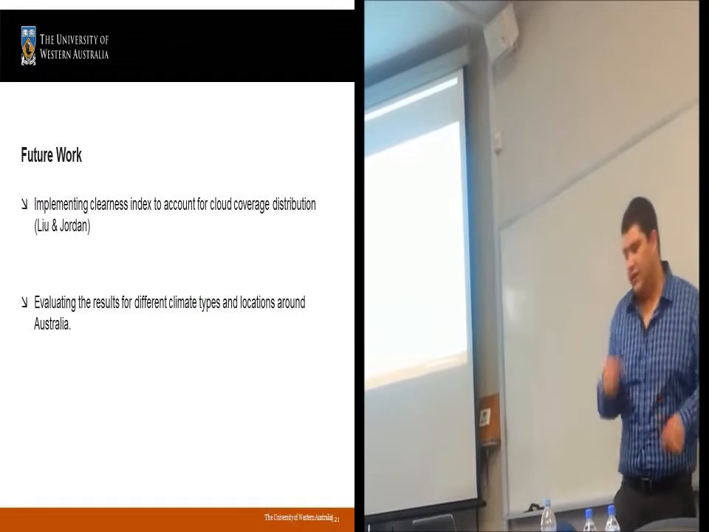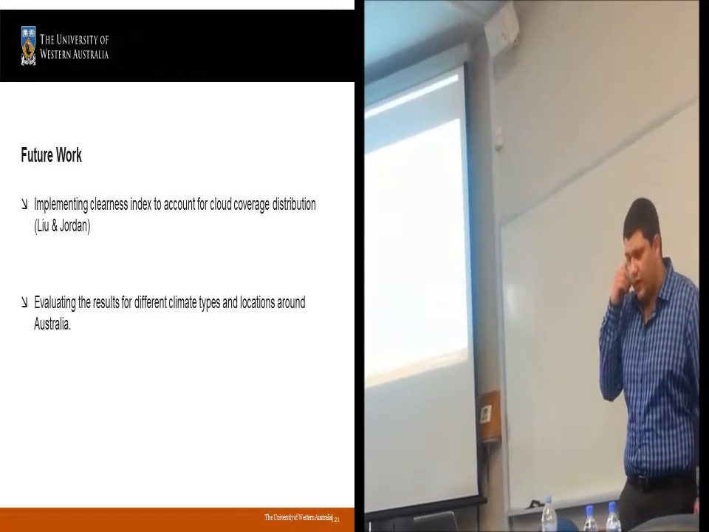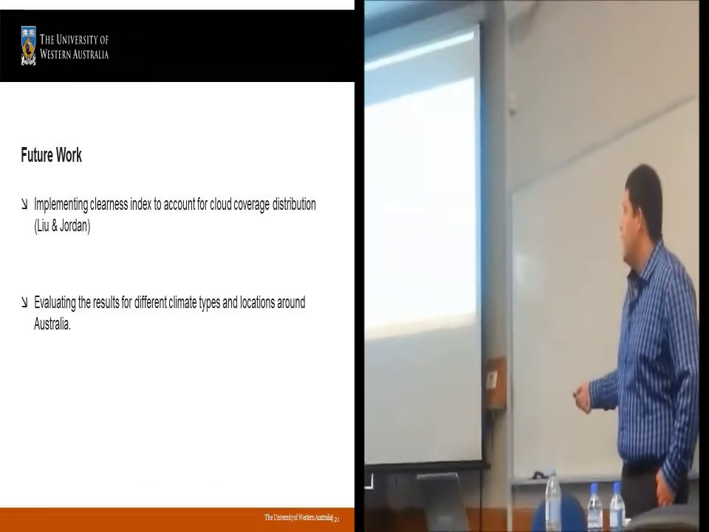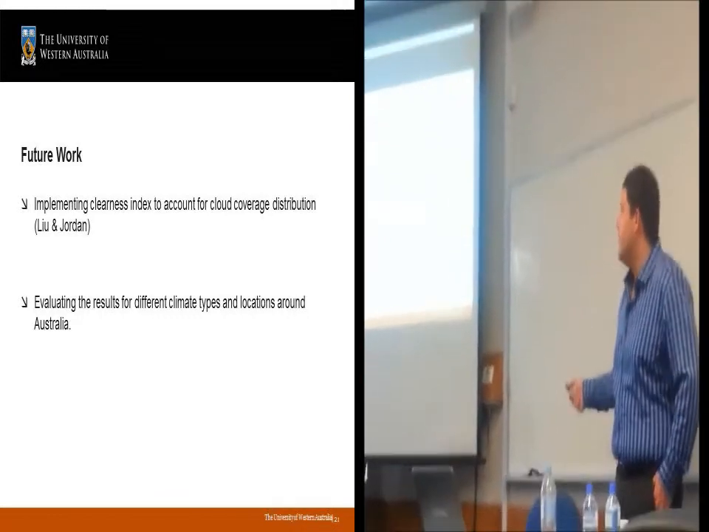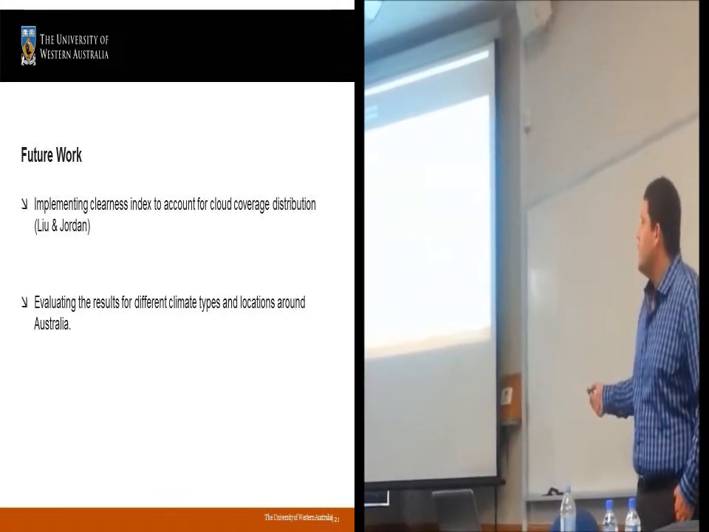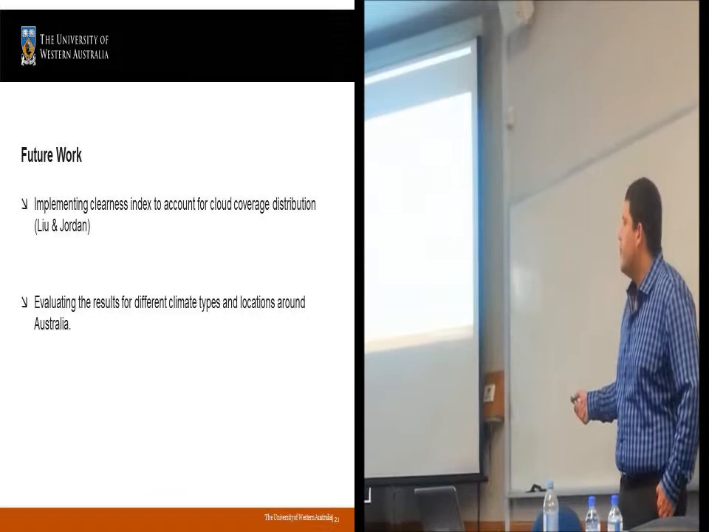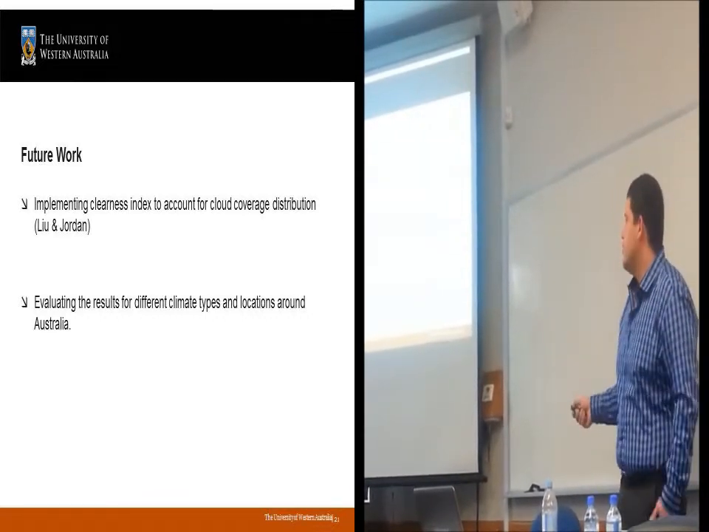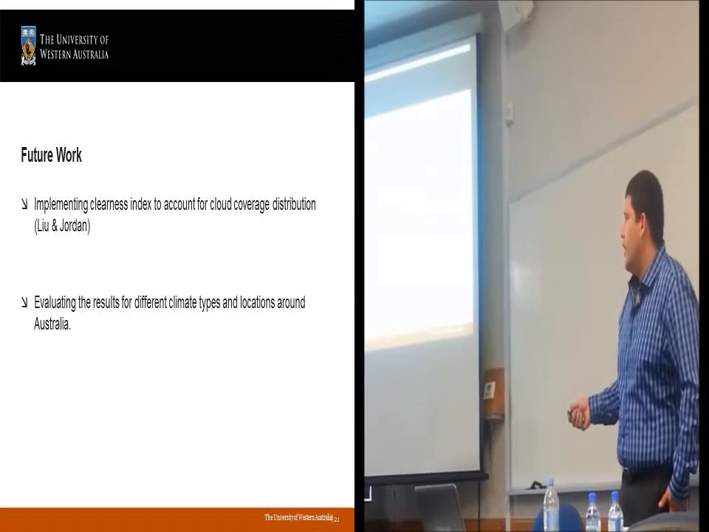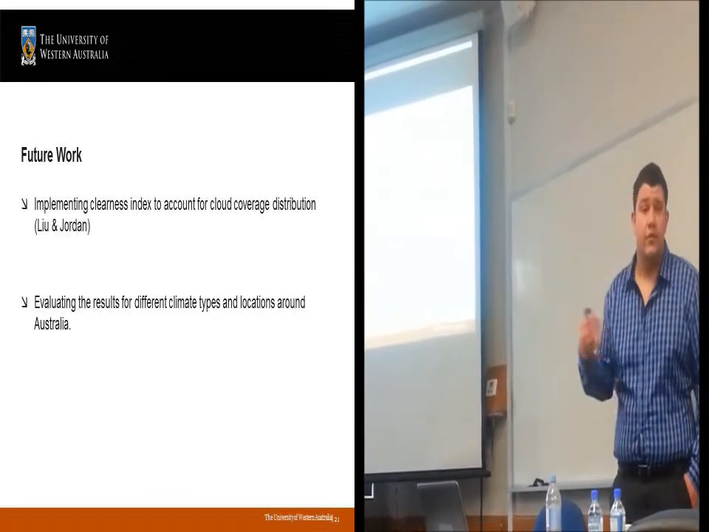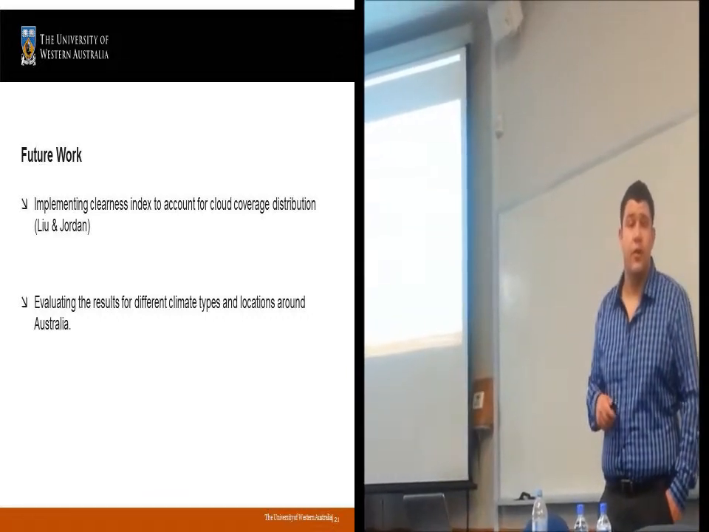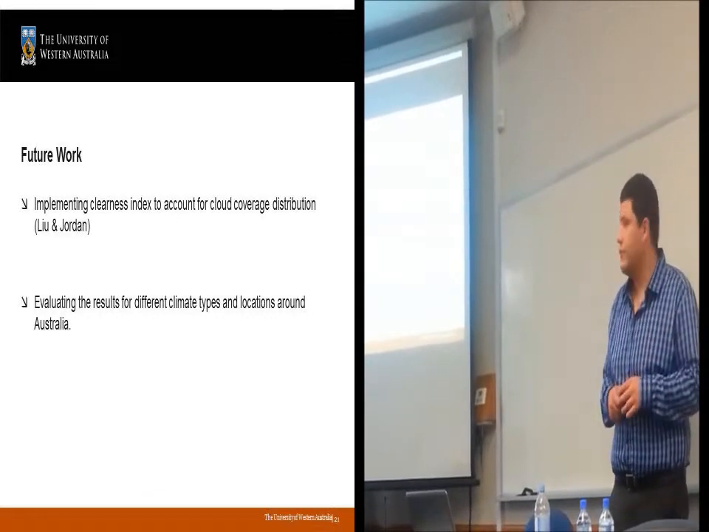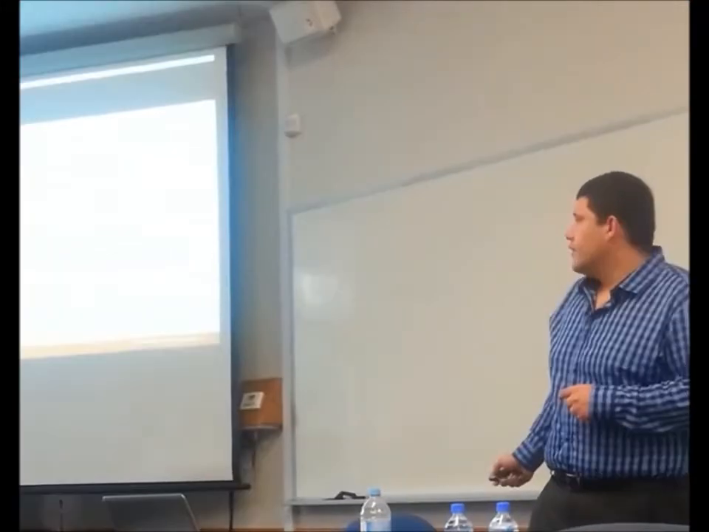And finally, future work: we need to evaluate the model for different climate types and locations. And we can also utilise different approximations for modelling the cloud distribution. So Yu and Jordan offer a good model which we would recommend, maybe in future work, to try and optimise with our model and see what kind of output we're getting with that.